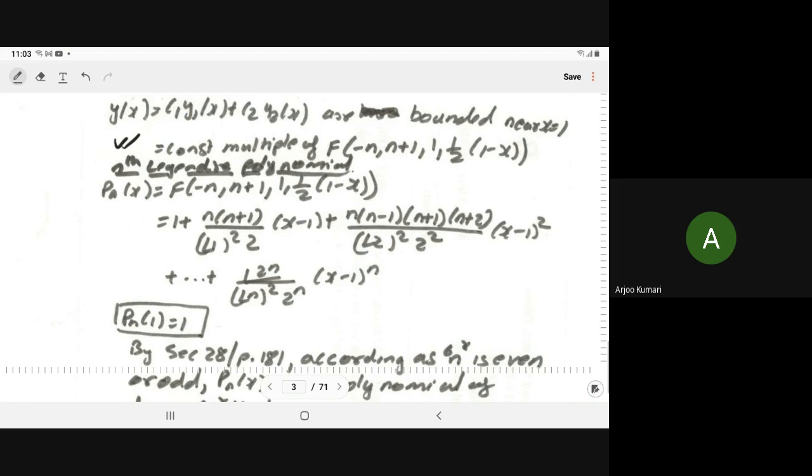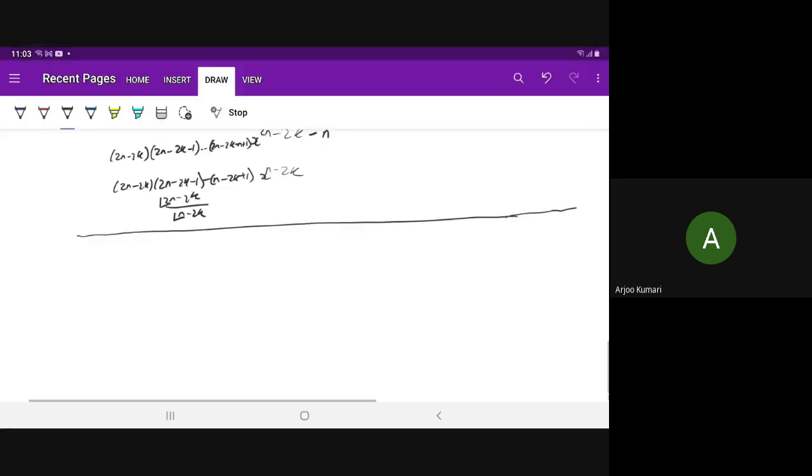So I have told you, what is Pn(x)? Pn(x) is F of minus n, n plus 1, 1, 1 by 2 x. So here we have Pn(x) equal to F of minus n, n plus 1, 1, and (1 minus x) by 2.